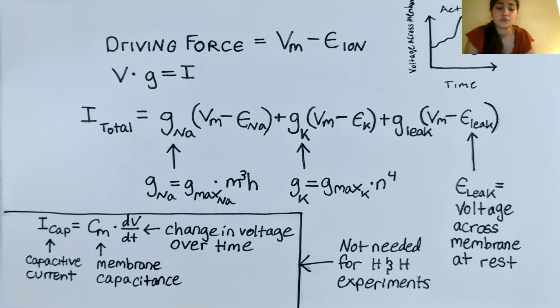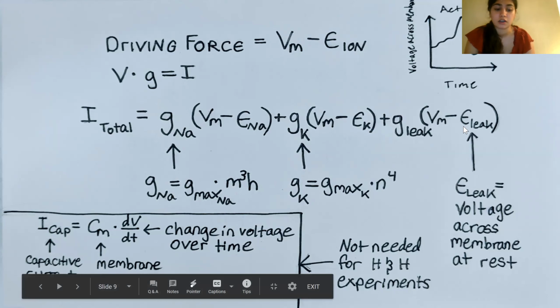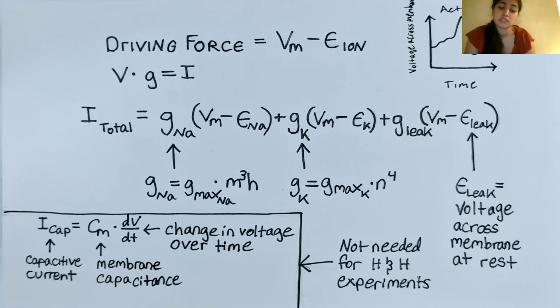And so to find the total current moving across the membrane, we calculate the total of the conductance multiplied by the driving force for each of the different kinds of voltage activated ion channels, as well as leak channels, which I'll talk about in a minute. Because again, voltage times conductance equals current, so we are adding up all of the current terms to get total current. There are leak channels in the membrane that let some, mostly potassium, ions flow across the membrane always, so we need to account for that too.